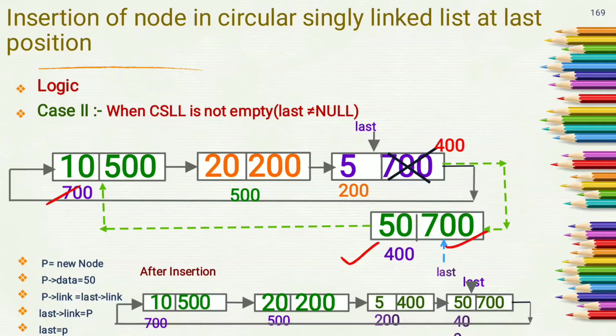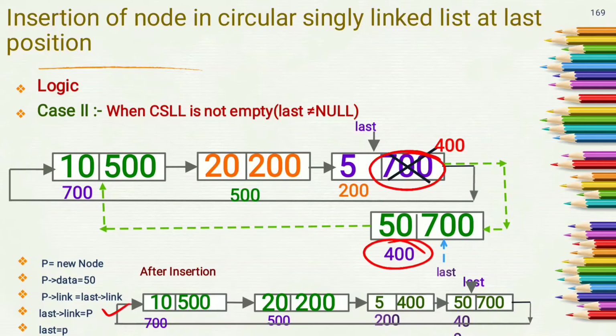As we know that link part of last node always contains the address of first node, so we have to write P arrow link equals to last arrow link, because the address of first node always is stored in link part of the last node. So 700 is stored in link part of P. Now we have to change the link part of this node with the address of new node, because next of this node is this inserted new node. So we have to write last arrow link equals to P.